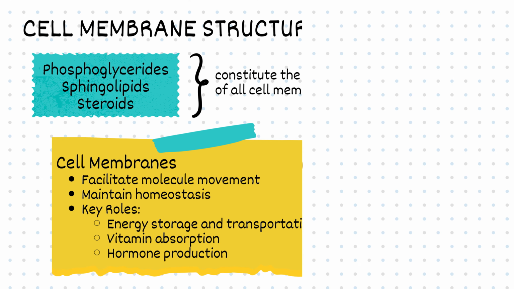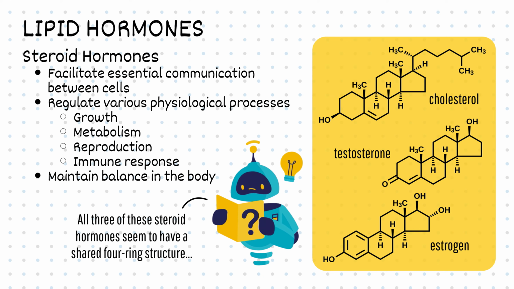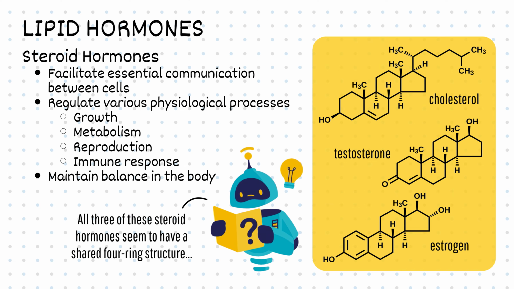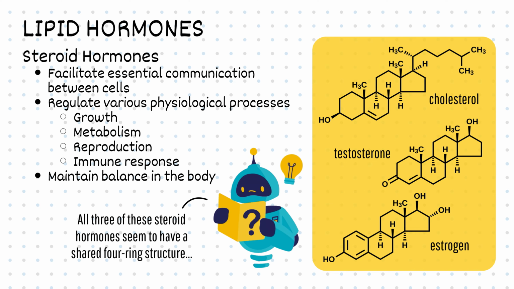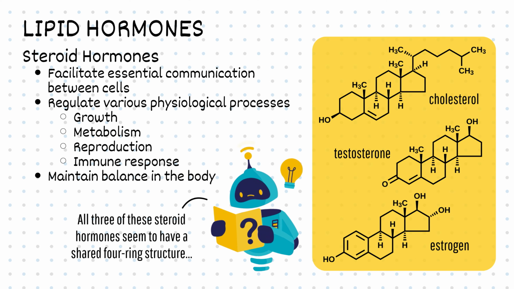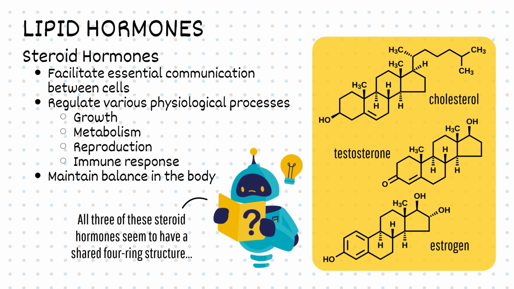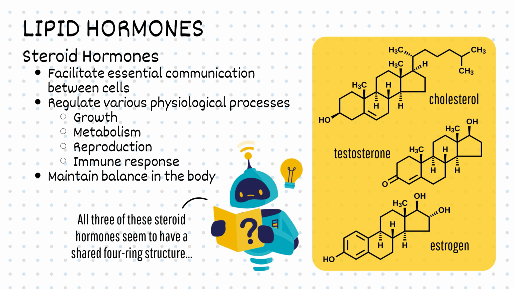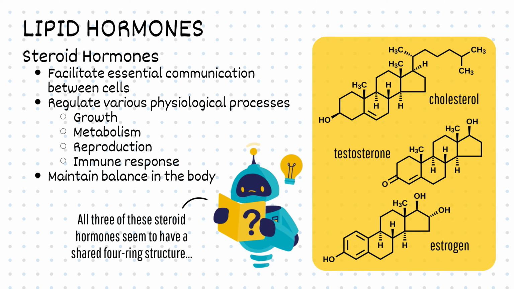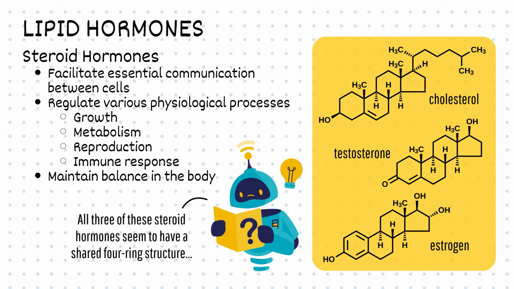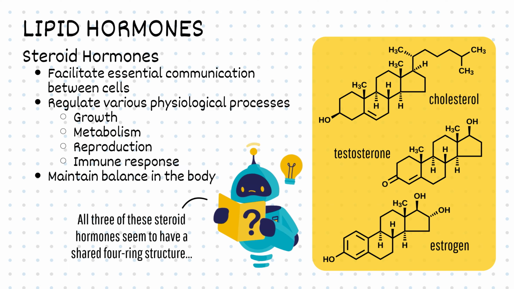For the next importance, lipid hormones, particularly steroid hormones like cholesterol, testosterone, and estrogen, are vital because they facilitate essential communication between cells and regulate various physiological processes in the body, including growth, metabolism, reproduction, and immune response. They help maintain balance and coordination among different tissues and organs, ensuring proper functioning and overall health.